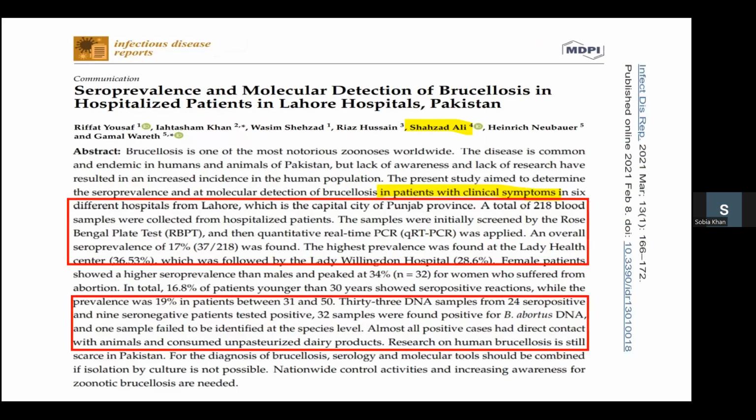Similarly, a study was published from Lahore hospitals in the inpatient population. Again, seroprevalence was around 36.53%. Interestingly, 24 seropositive patients were also positive by DNA sampling, and 9 of the seronegative patients also tested positive. So this further indicates that serology is not highly sensitive, and further testing with PCR is definitely more suggestive, more diagnostic.